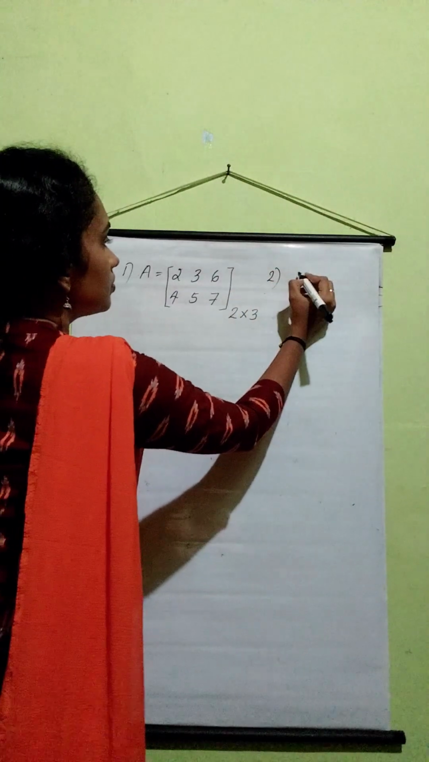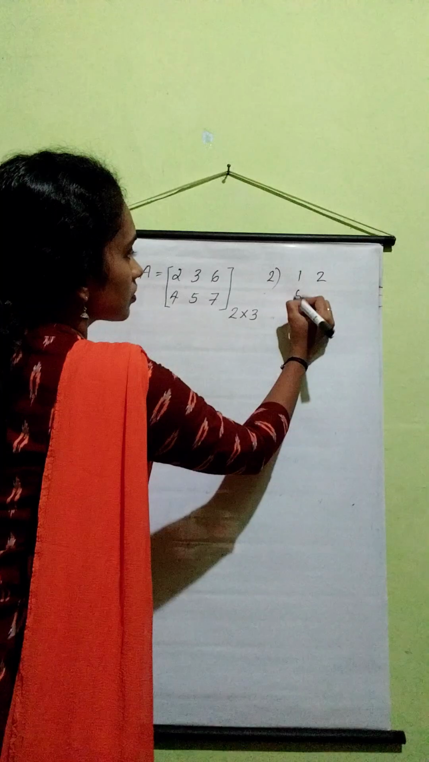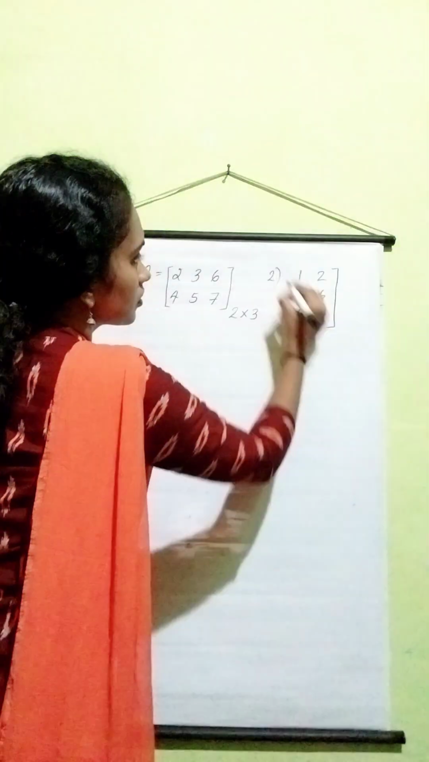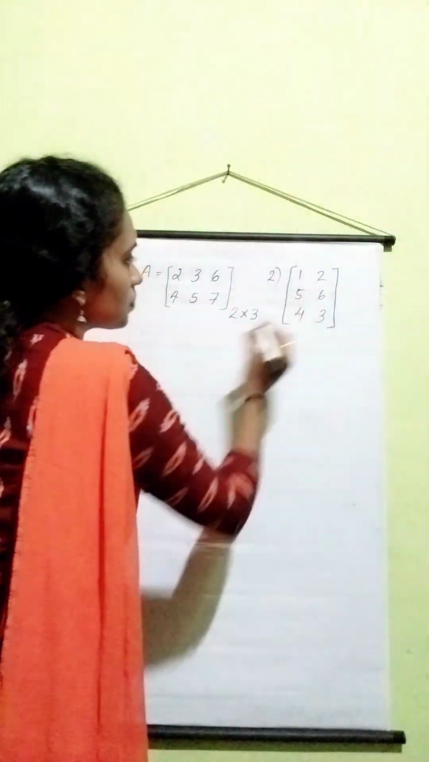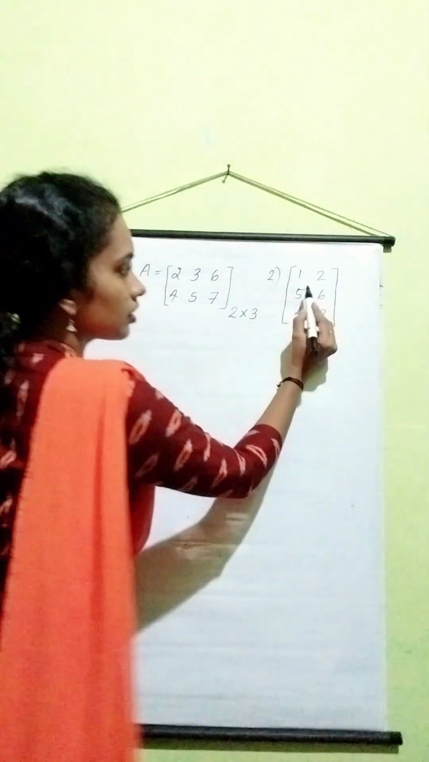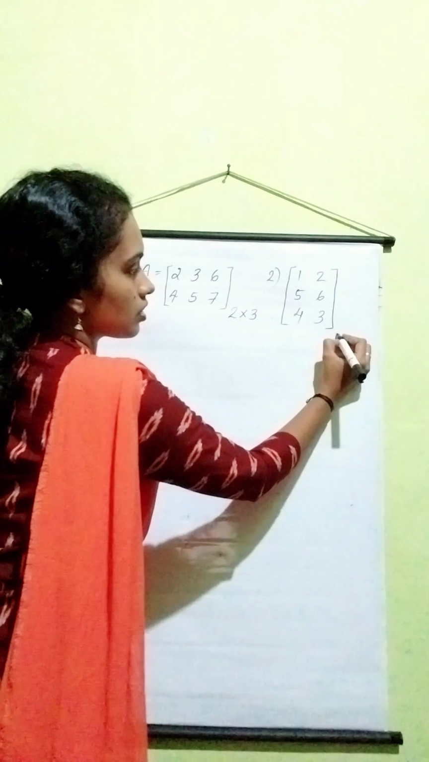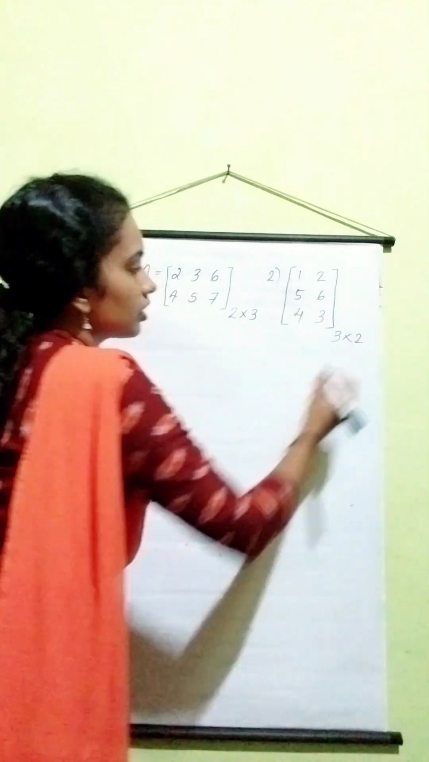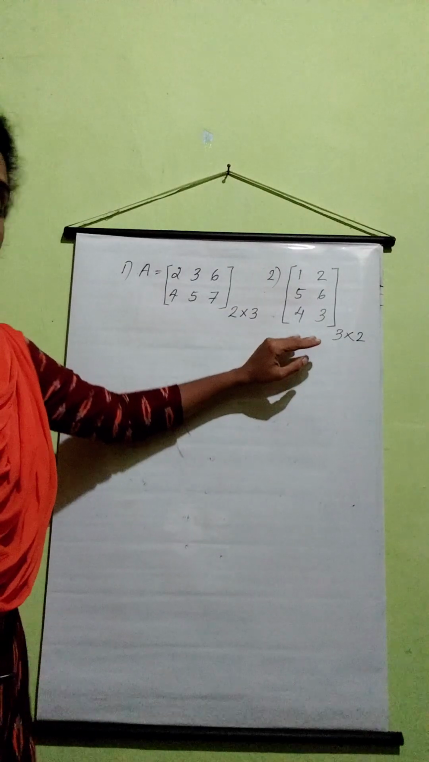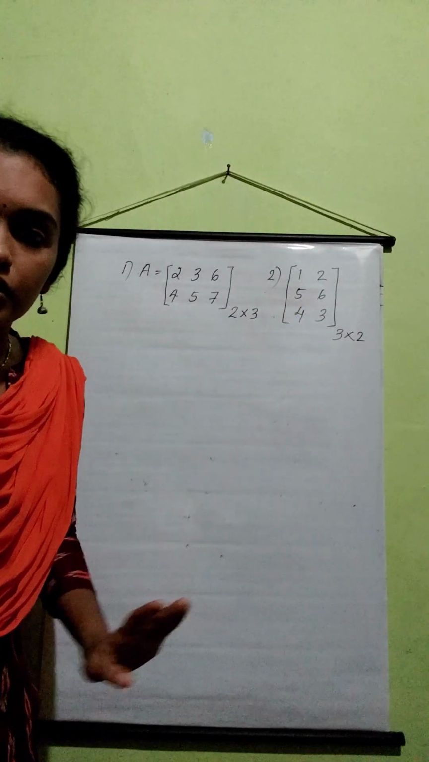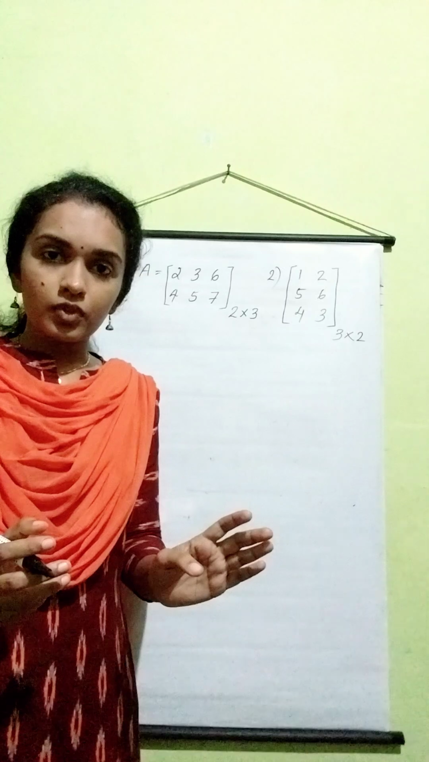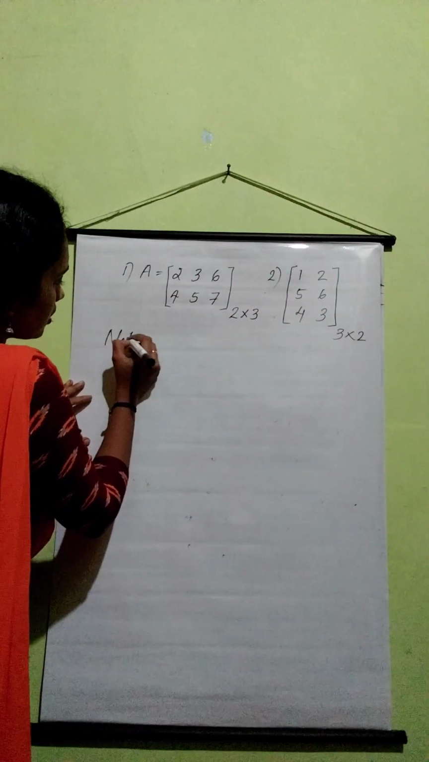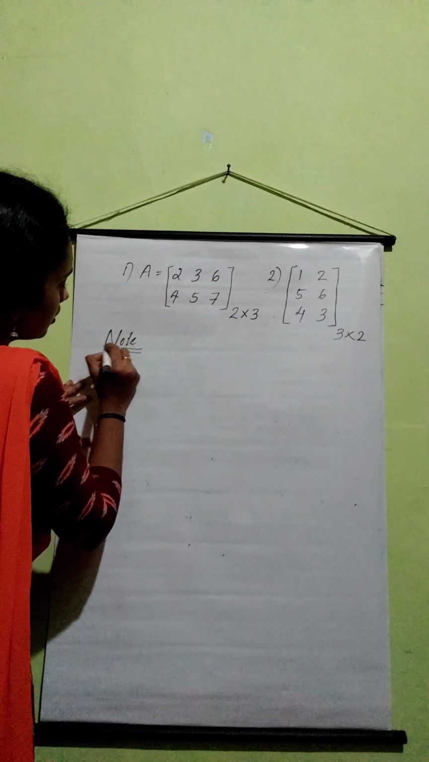And the next example. What about this matrix? It has 3 rows and 2 columns. The order is 3 by 2. So this is a matrix with order 3 by 2. Is it clear? Okay. Now, there is a note to remember.